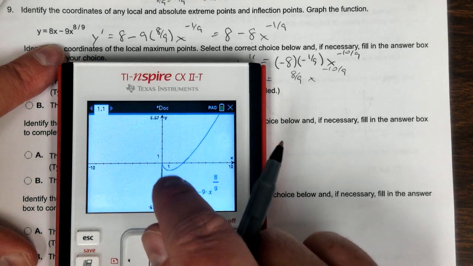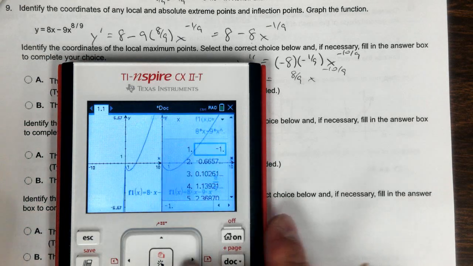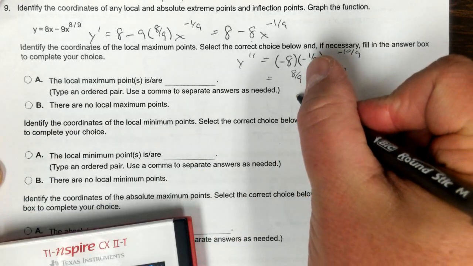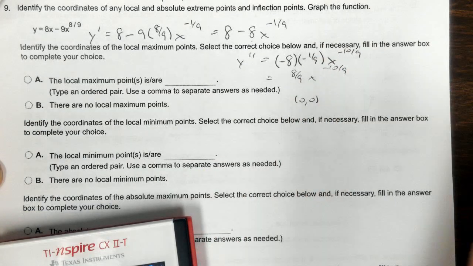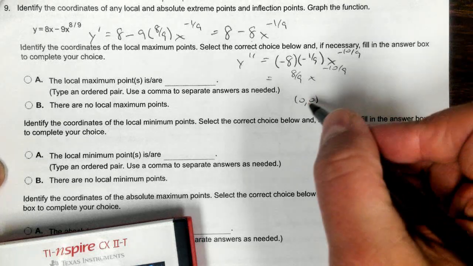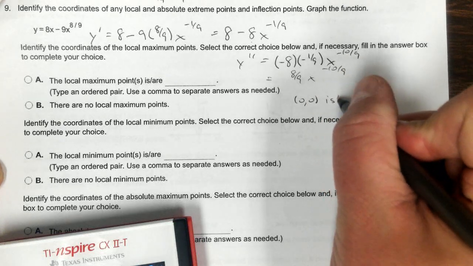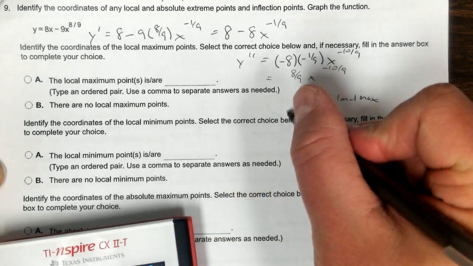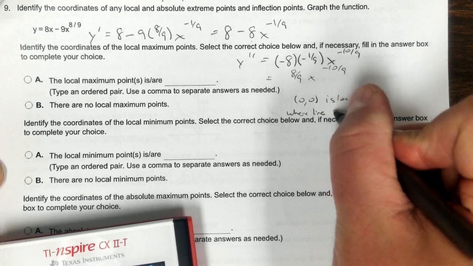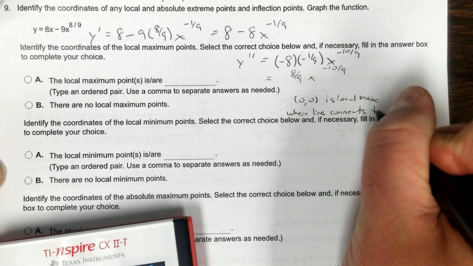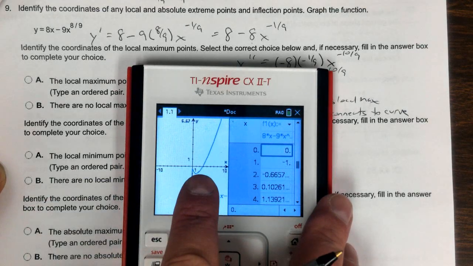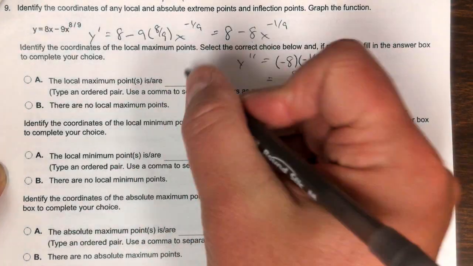And so let's find out what happens at 0. Okay, at 0 it's 0. So 0, 0. So 0, 0 is a local max, because that's where the line connects to the curve. So that's what we mean there. And so you put local max is 0, 0.